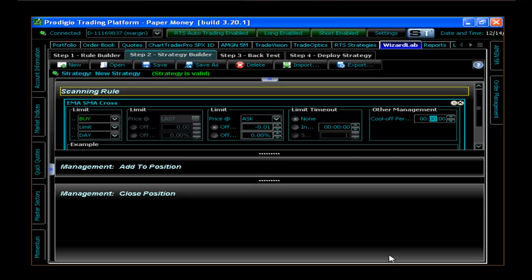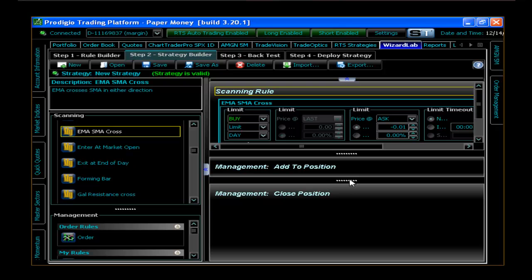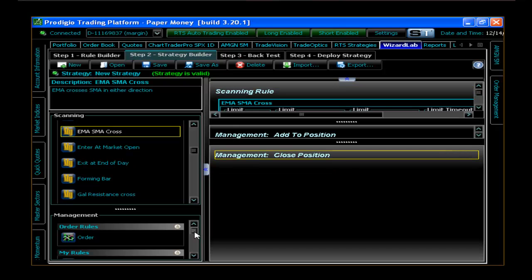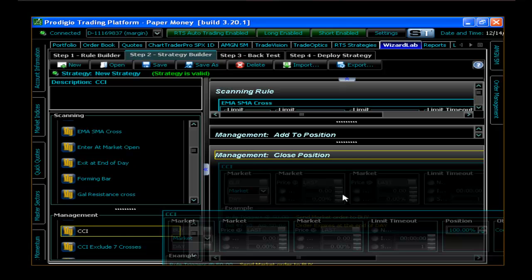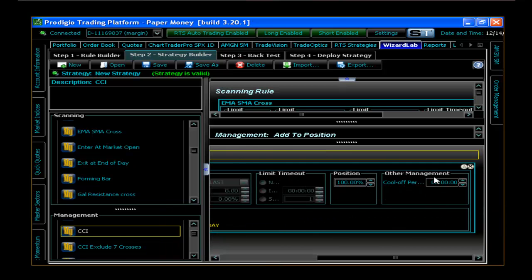The other aspect to building strategies is managing a position. And this applies only to RTS positions. So if we're going to deploy this in trade optics, it doesn't really affect us, but it's important to talk about. If I deploy this to RTS trading and the scan signals get into positions, I can specify a series of rules to tell the system how to manage this position. And I can use the logic from any of the technical analysis that I had done when I built my rules. And so you can always drag any one of these out.